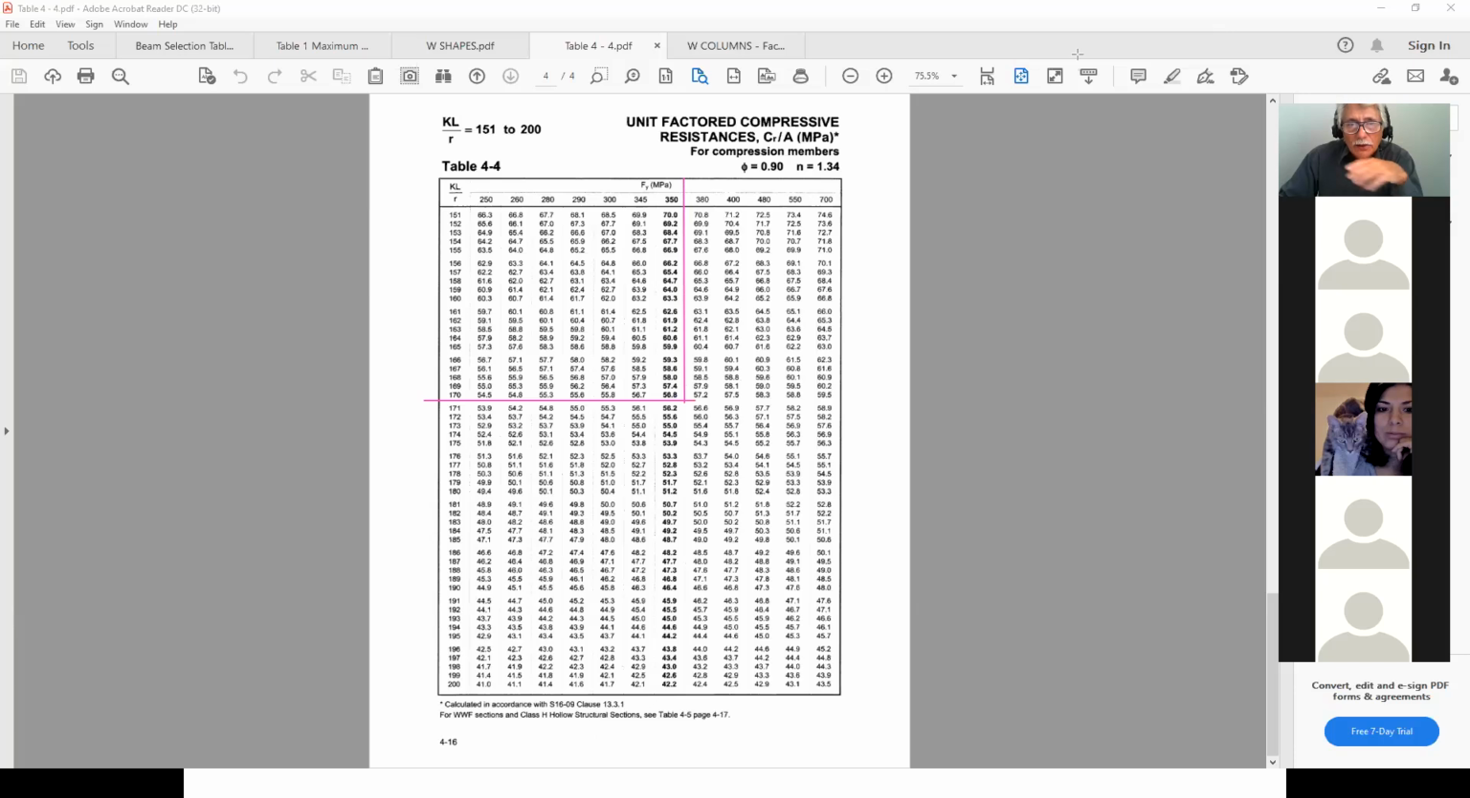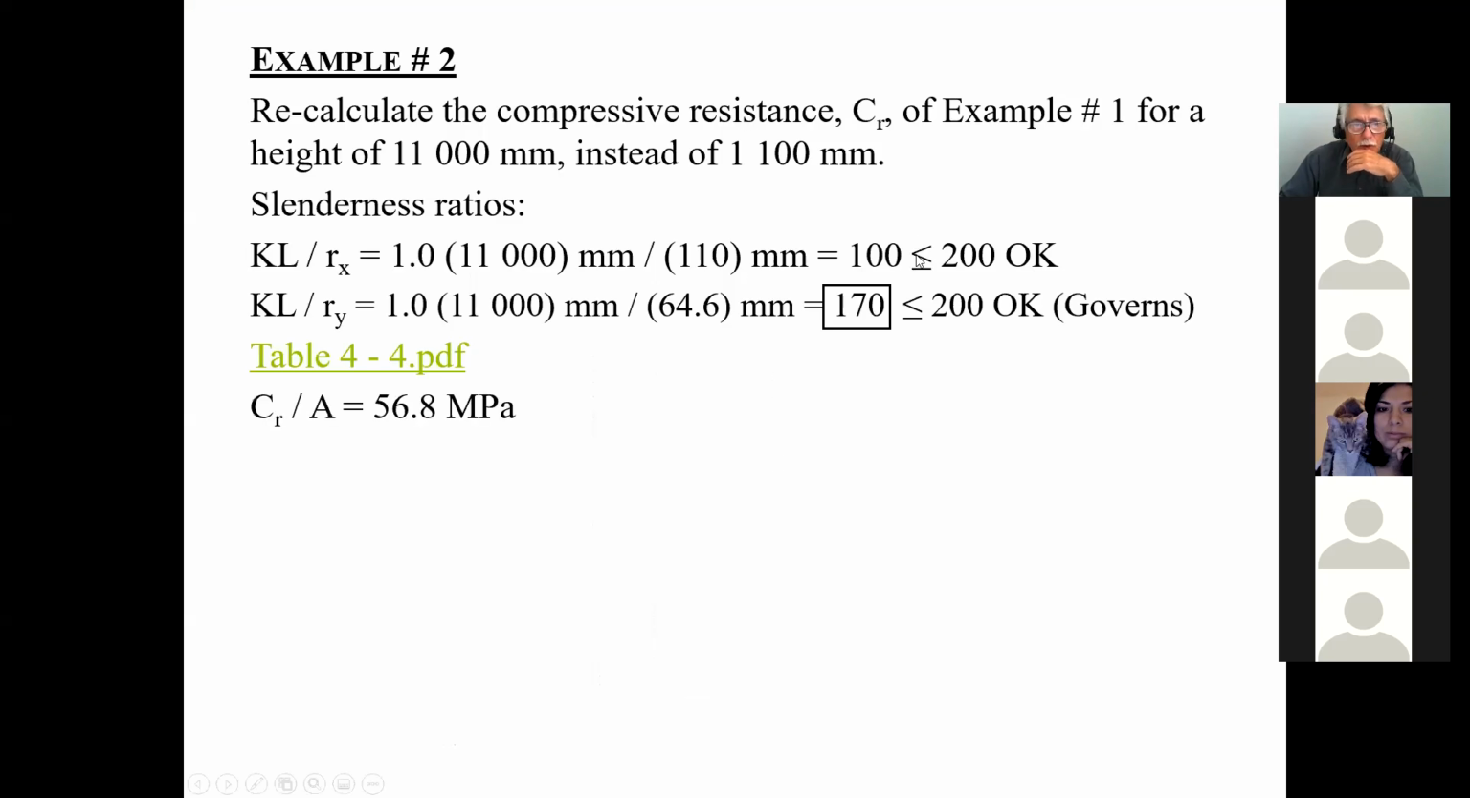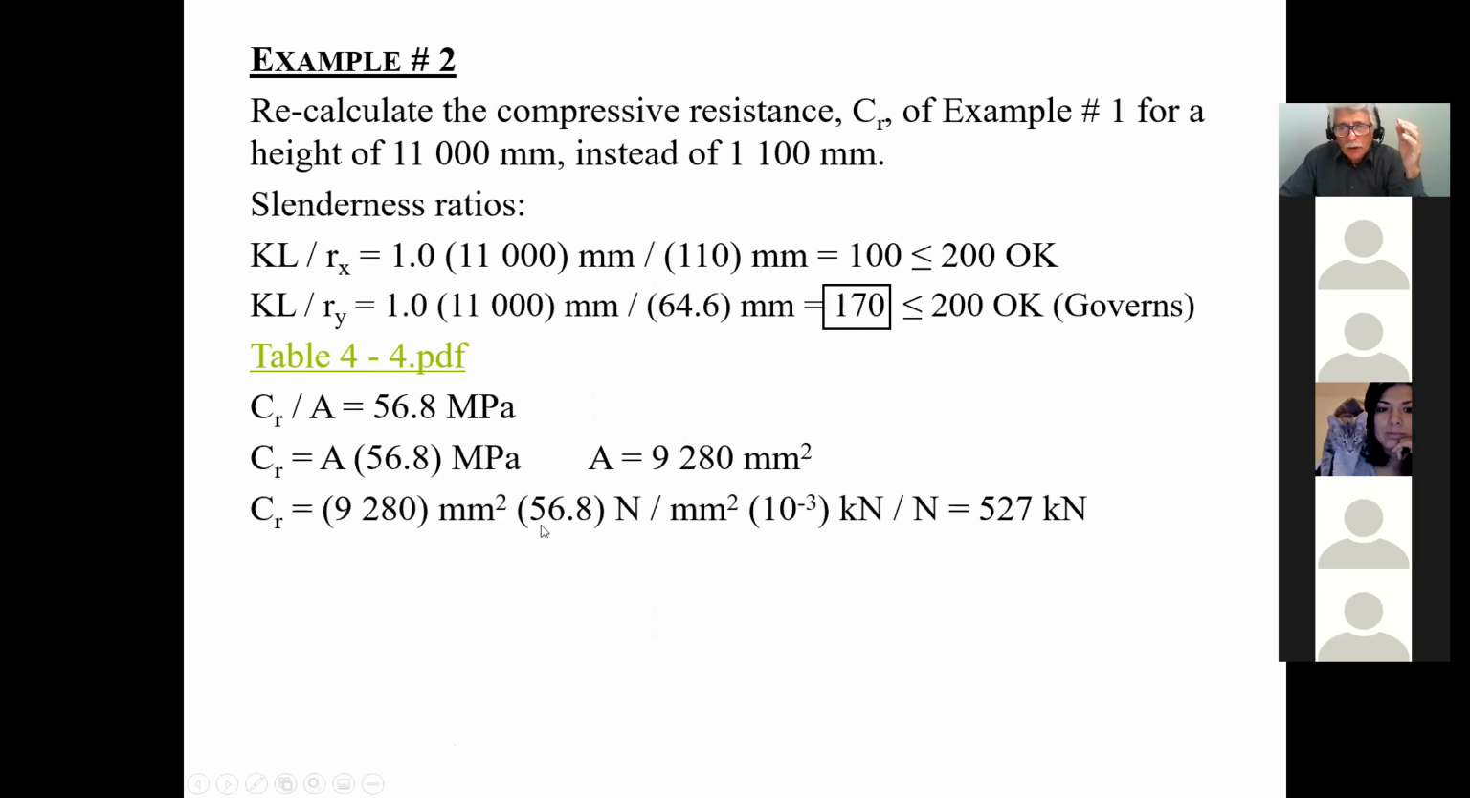Okay. So I take that value from the table, and of course, I've already checked that it meets the requirements of table number 1. So, 56.8. Now, of course, I take the same cross-sectional area that I had before, 9,280, and I end up getting 527 kilonewtons. So I went from 2,880 kilonewtons down to 527 kilonewtons. So it substantially reduced how much resistance this column has, the fact that it is fairly long, it's 10 times longer than the first one.